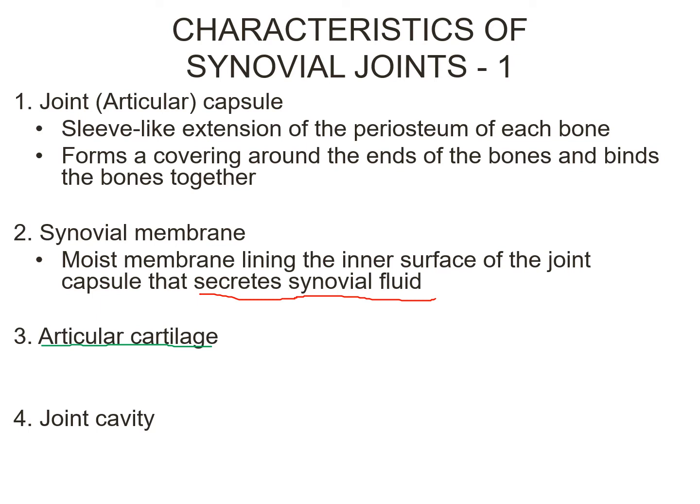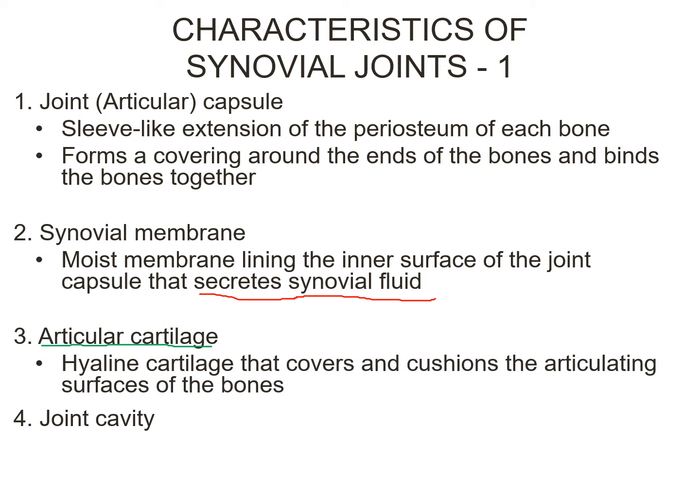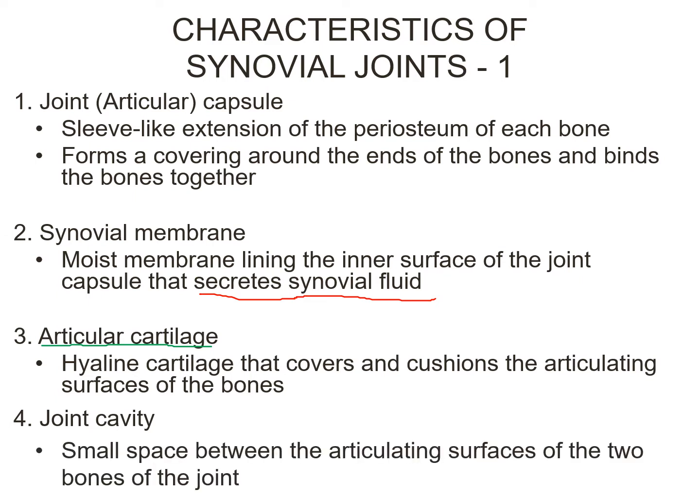So the articular cartilage, we've already talked about that. It's going to be hyaline cartilage cushioning the joints, giving us that nice slippery, slidey surface. So once again, our bones don't crunch, crack, and pop every single time you move. And then we have the joint cavity, and the joint cavity is just the space in between the bones, and that's where all that synovial fluid is going to be swimming in.